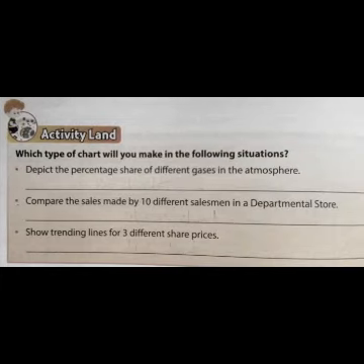Homework for today is, which type of chart will you make in the following situation? Depict the percentage share of different gases in the atmosphere. The sales made by 10 different salesmen in a department store. Show trending lines for 3 different share prices.